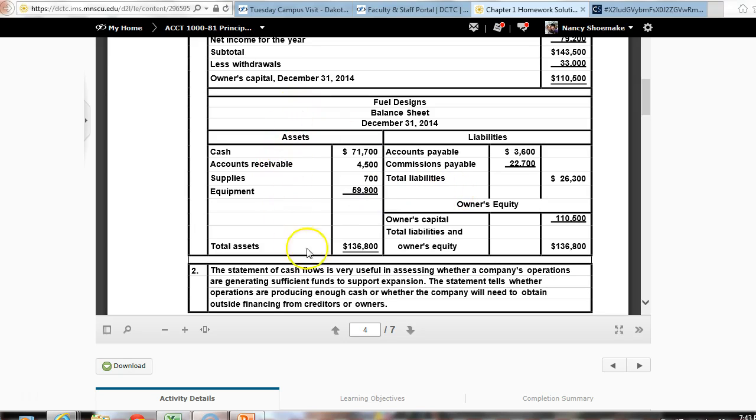We lump our assets of 136.8. And our assets of 136.8 have to equal our liabilities plus our owner's equity. Does that make sense, guys? Do you see? It really is logical. It really does make sense. It's logical.